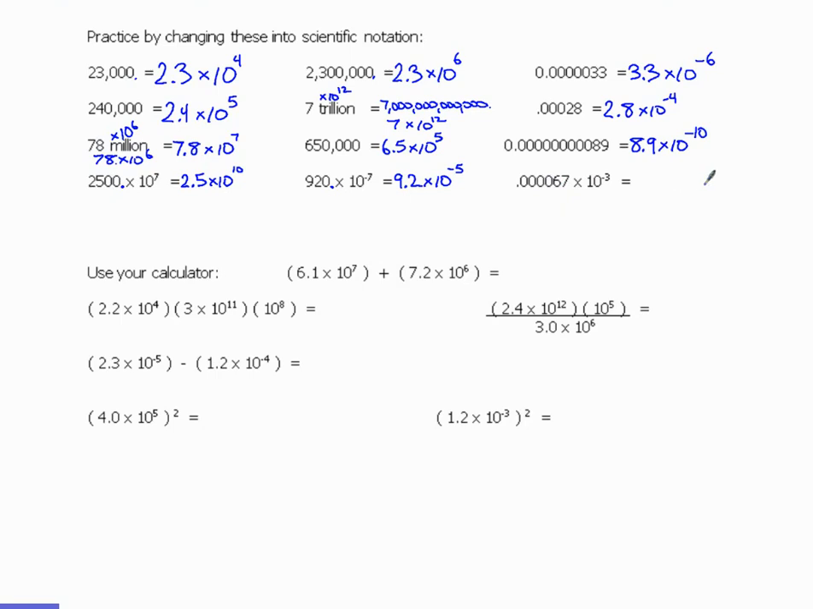0.000067 times 10 to the minus 3. First off, I have to make this a number between 1 and 10. That would be 6.7 times 10. Now we have to figure out the value of the exponent. So at the current place, we are at negative 3. When you move the decimal place to the right, the number is going to become more negative. So I'm at negative 3, negative 4, negative 5, negative 6, negative 7, negative 8. 6.7 times 10 to the negative 8.